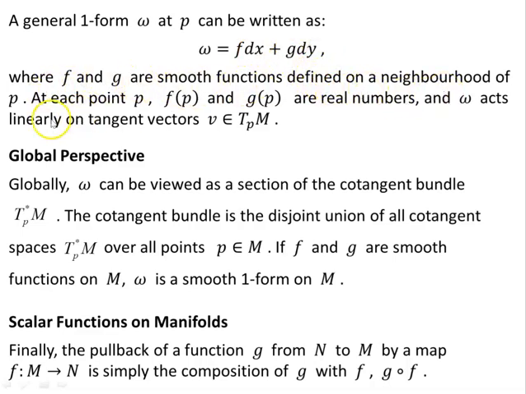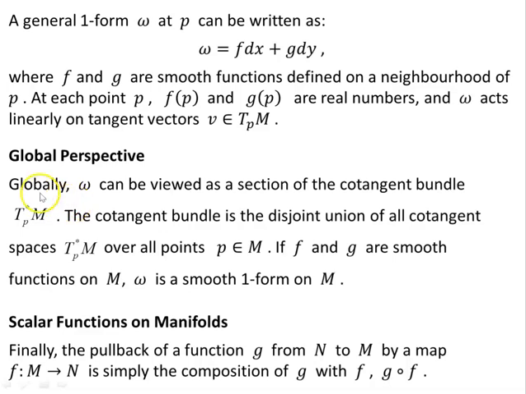The functions are defined on the neighborhood of P, so they're continuous there, and there's no sharp changes in the derivative, so they're smooth, there's no discontinuities. At each point P, f of P and g of P are real numbers, and omega acts linearly on tangent vectors V belonging to the tangent space of the manifold at P. And again, that's all subject to those earlier videos at the beginning of this playlist.